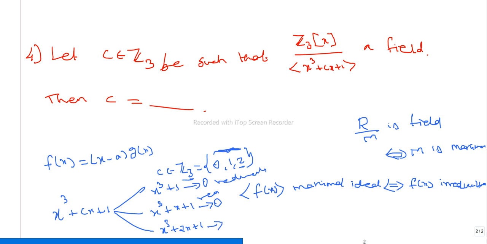Now look at the third one. If we substitute x equal to 0, we get 1, which is not 0. If we substitute x equal to 1, you get 4. If you take modulo 3, you get 1, again not 0. If we substitute x equal to 2, you get 8 plus 4 plus 1, which is 13. If you remove all the multiples of 3, 12 are removed, therefore the remaining 1 is again non-zero. Therefore none of the elements in the ring is a root. Therefore if you take C equal to 2, we get an irreducible polynomial, so C is 2.